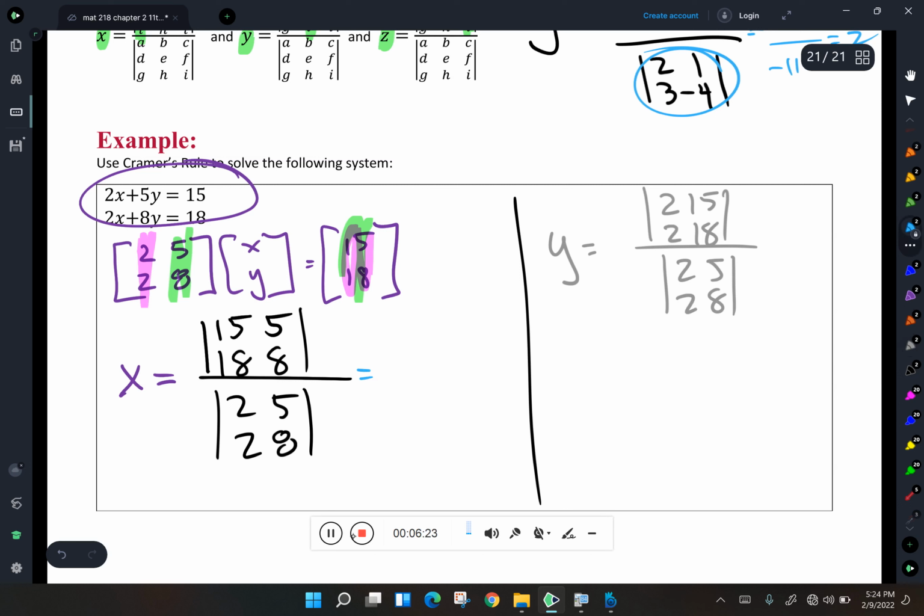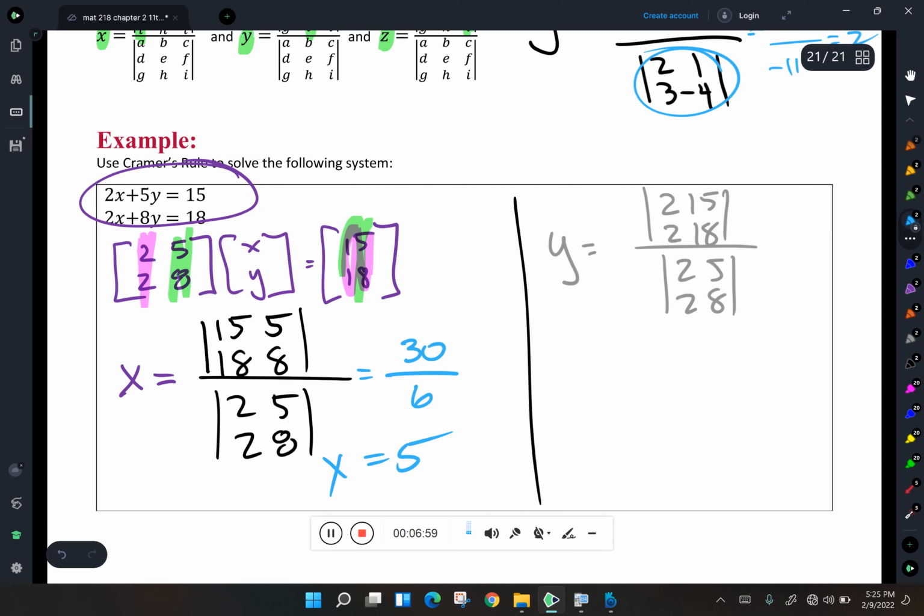Let's see, upstairs I have 15 times 8. Remember, I'll say it again, but remember for a 2 by 2, we do this loopy-loop thing, right? And so I've got 15 times 8 minus 5 times 18. So I've got 30 upstairs, and downstairs I have 2 times 8 and 5 times 2. 2 times 8 is 16 minus 10 would be 6, and so I get that x is 5.